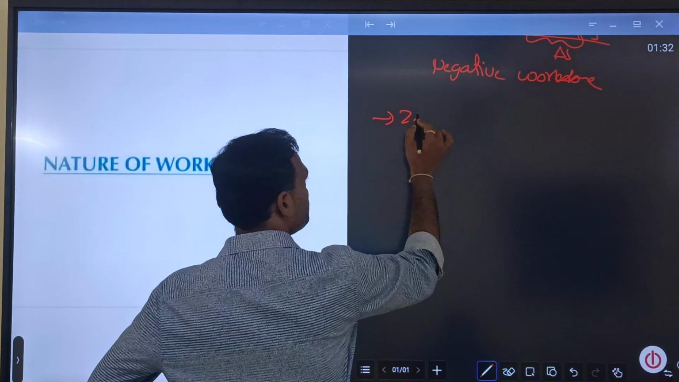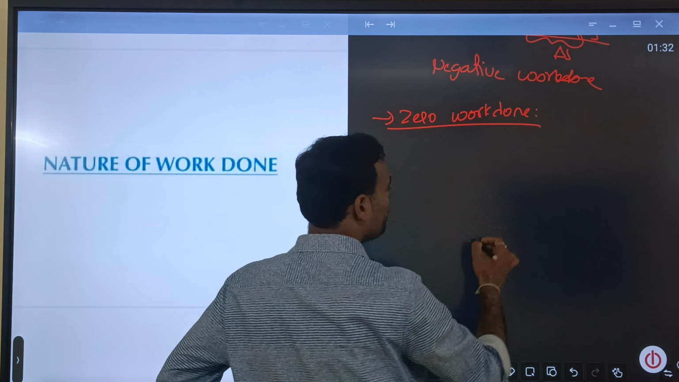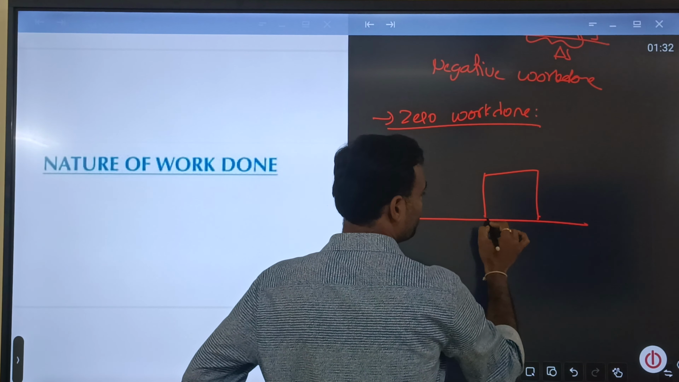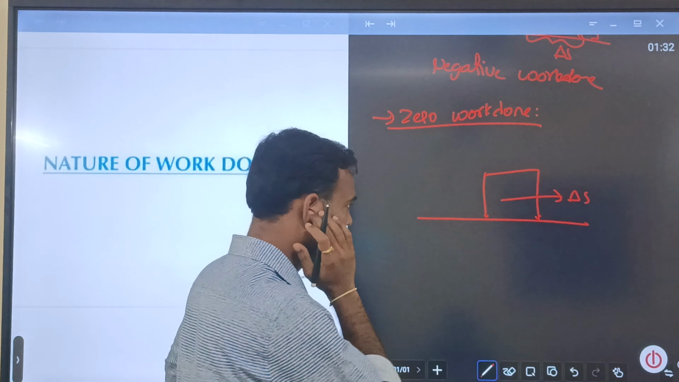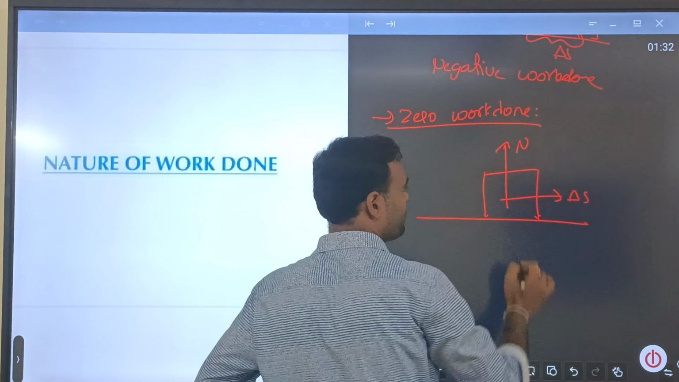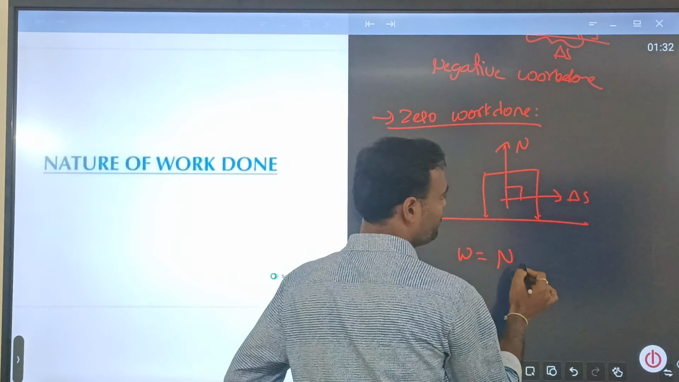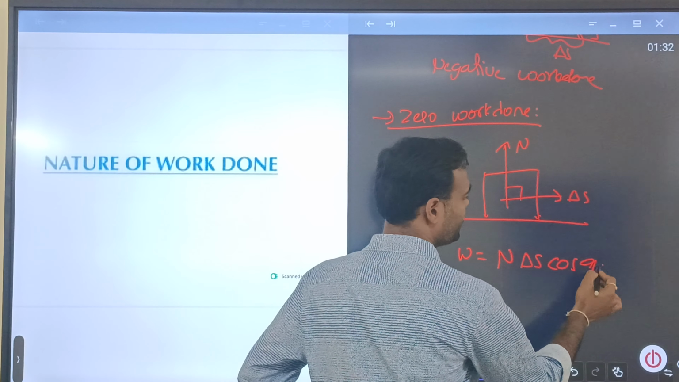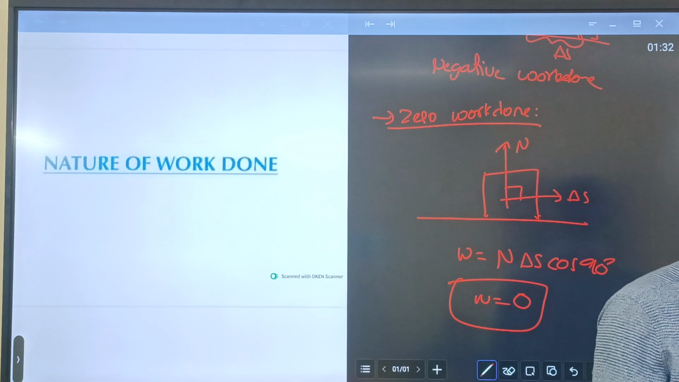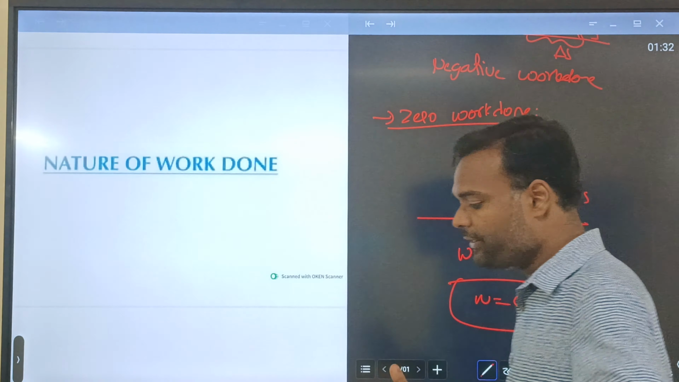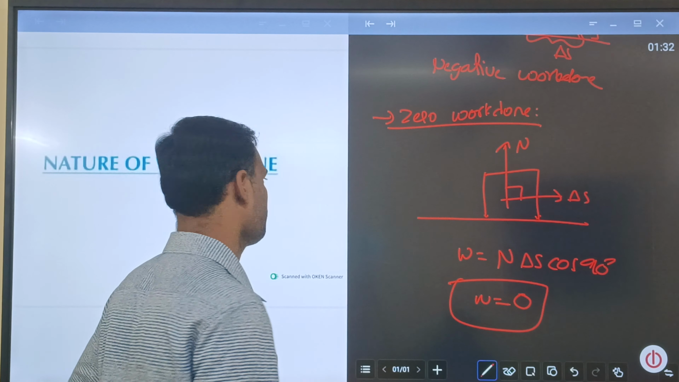And the next situation is zero work done. In zero work done, see this object is displacing in the rightward direction, but a normal force is acting perpendicular to the displacement. So work done is equal to normal force times delta s cos 90 degrees, and cos 90 is equal to 0. Therefore, work done is equal to 0. This says that work done will be 0 when force and displacement are perpendicular to each other, right?